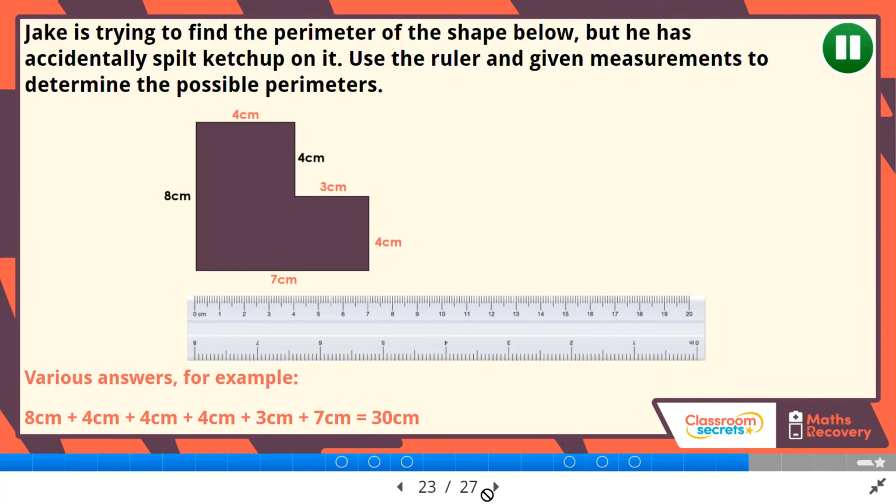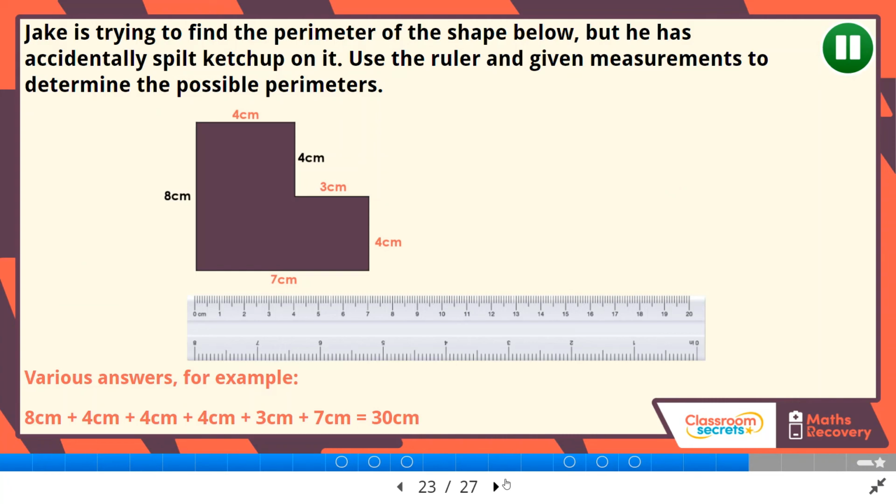We can also determine the bottom right side by calculating the difference between 8 centimeters, the opposite side, and 4 centimeters, the side that is given. This tells us that the length of this side is 4 centimeters. Now we can consider what the final 2 missing sides could be.